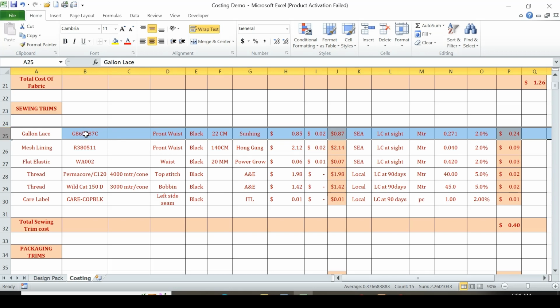So for trims, you have to put the name. Then you have to put the code, where it will be used, front, waist, color, weight, supplier name, price, transportation cost, total CIF cost, ship mode, payment term, unit of measure, consumption, and wastage, final cost. So all together, I found the total sewing trim cost.